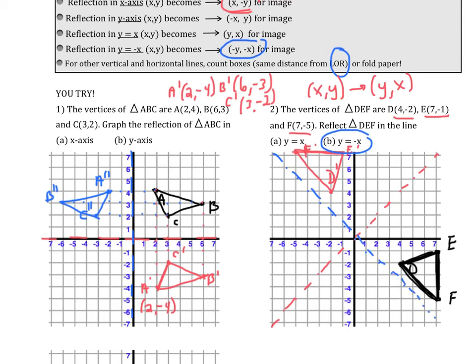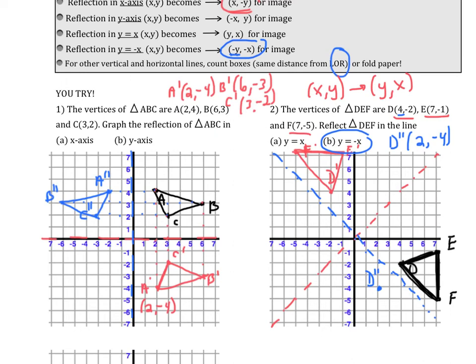Okay, so again, point D is at 4, -2. So if we want to follow that rule, then D double prime would become 2, because we want to take the opposite of y, comma, -4. Okay, opposite of x right there. So go to +2 and then to -4. And this would be D double prime.